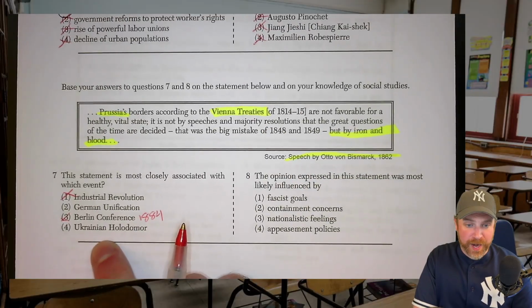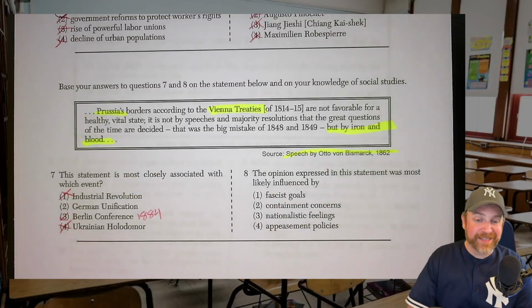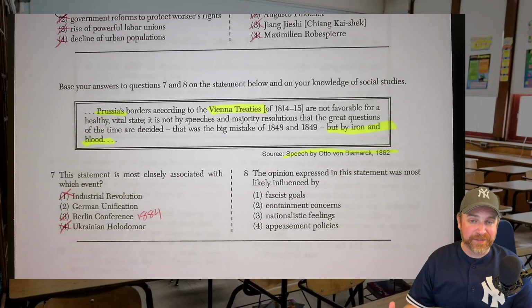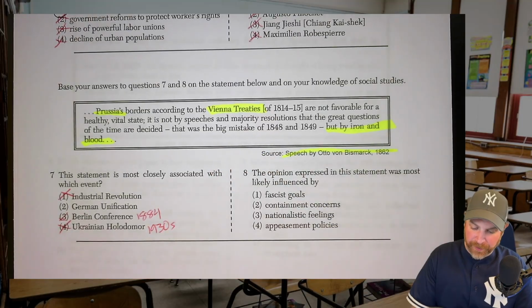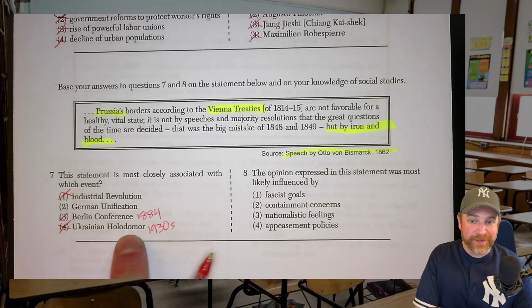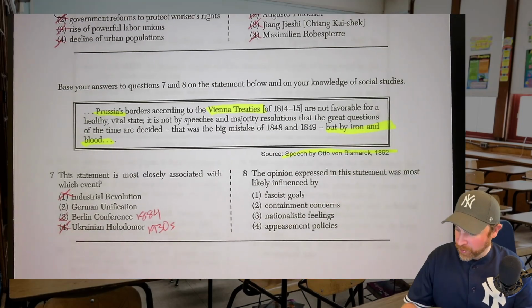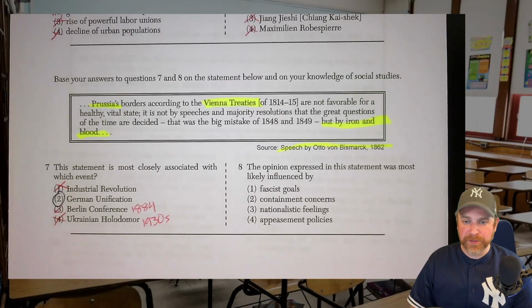Choice 4 says Ukrainian Holodomor. This was a horrific event that happened in the 1930s when Joseph Stalin basically stopped Ukrainians from being able to eat. That happened again in the 1930s, long after the unification of Germany, and this has to do with Ukrainians and Russians, not Germans. So what's our answer? Like I said, it's about German unity, so choice 2 is our answer.